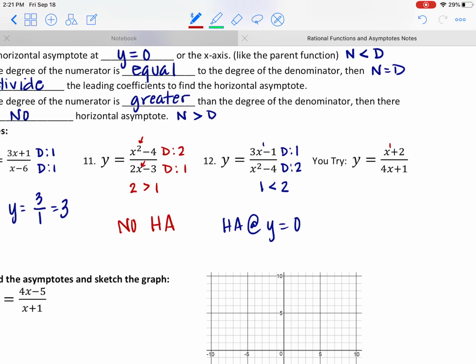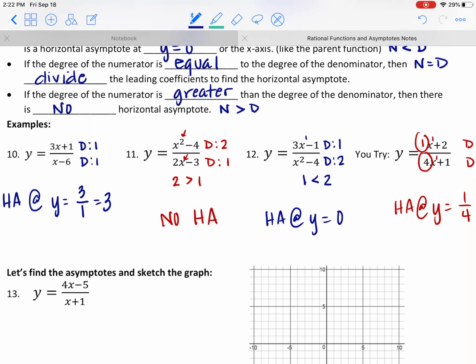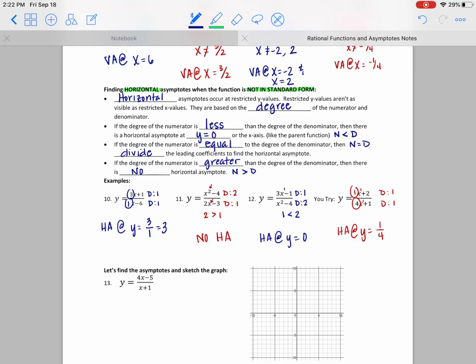And if you want to try this last one, the degree of the top is 1, degree of the bottom is 1. So when the degrees are equal, as they are in this case, we're going to divide our leading coefficients. So the 1 here divided by the 4 here. So this is going to have a horizontal asymptote at y equals 1 divided by 4, which is going to stay 1/4. Okay? And I guess I shouldn't have erased what we were dividing here, those leading coefficients.